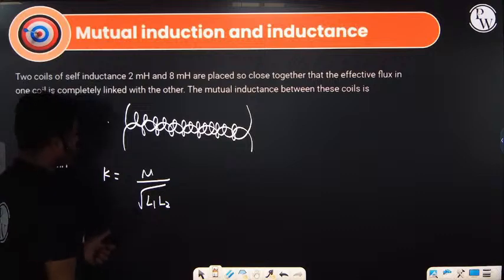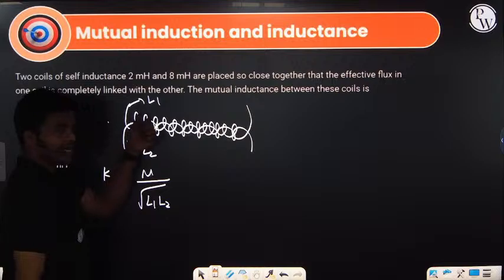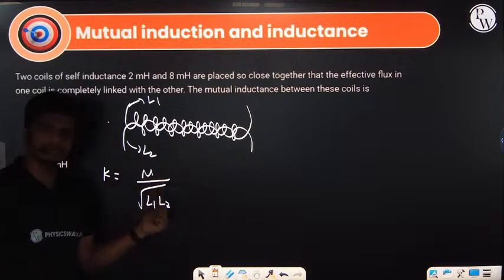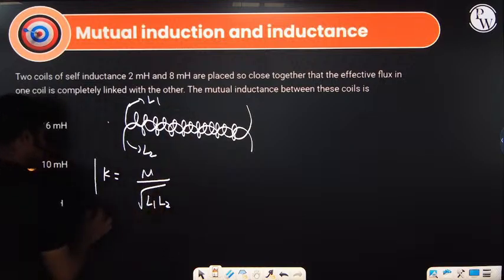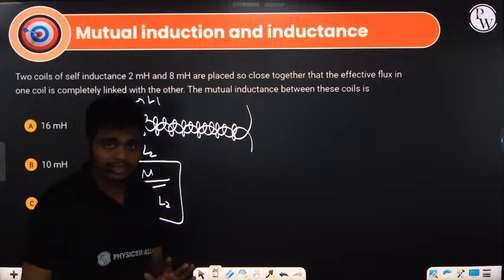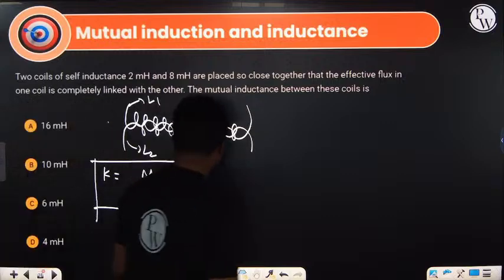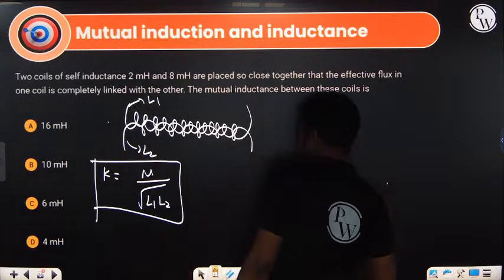What are L1 and L2? If you have two coils, the first coil has self-inductance L1 and the second coil has self-inductance L2. Then the coefficient of coupling is defined as K equals M divided by under root L1 into L2. This gives the idea about up to which extent they are coupled to each other.